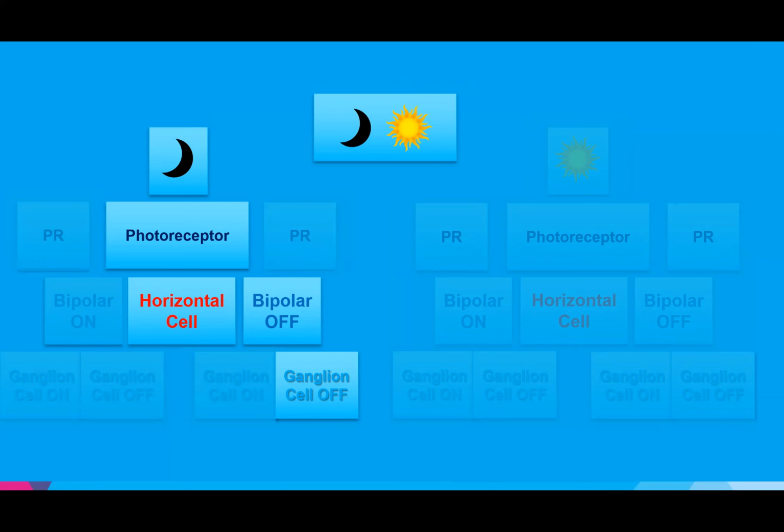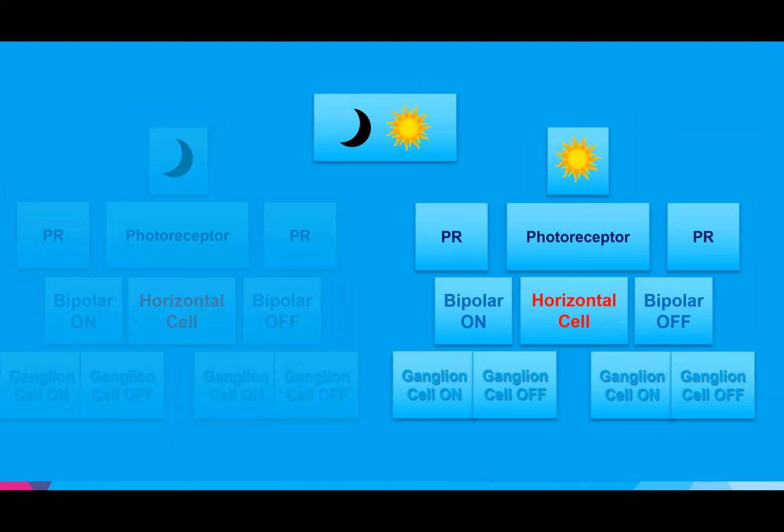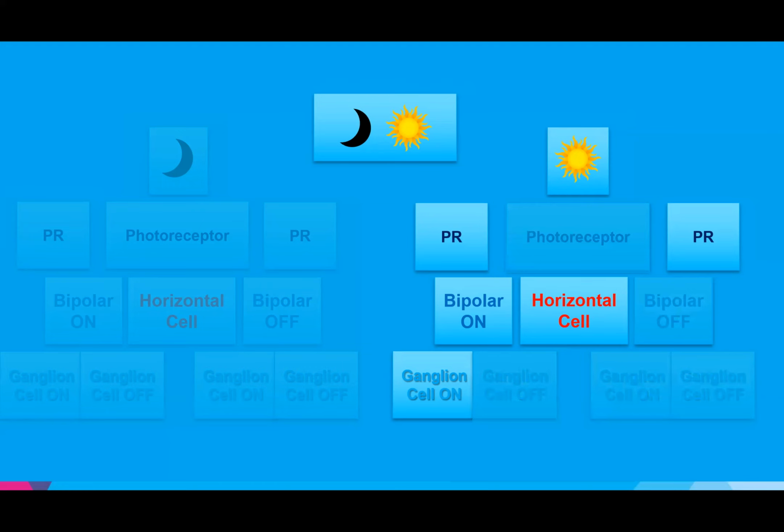But this is what it looks like. So let's just do it from the other end. Let's go with light. Light now strikes the central photoreceptor. Is that active or inactive? Inactive. Then which one, bipolar on or bipolar off, is active? Bipolar on is active. And then ganglion on or ganglion off is active if the bipolar on is active? Ganglion on.